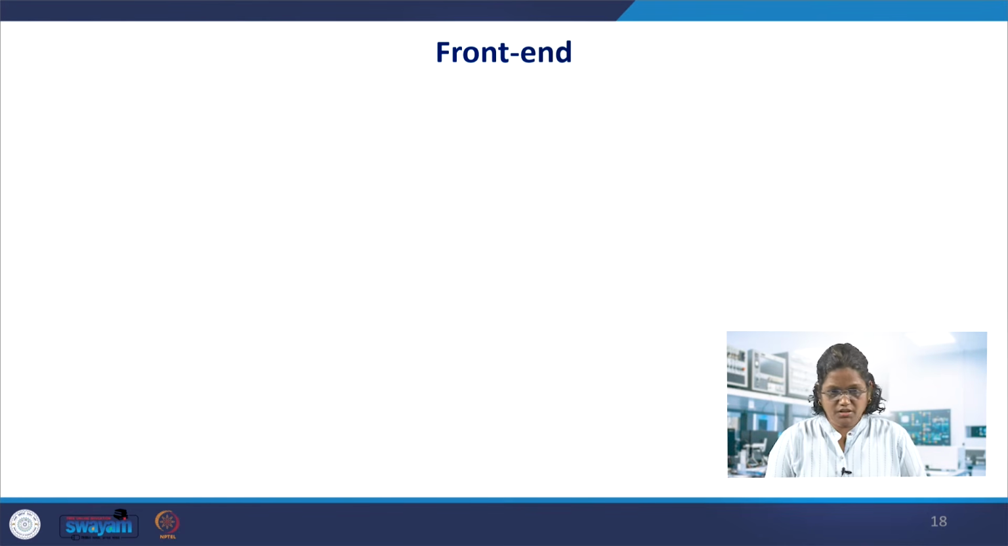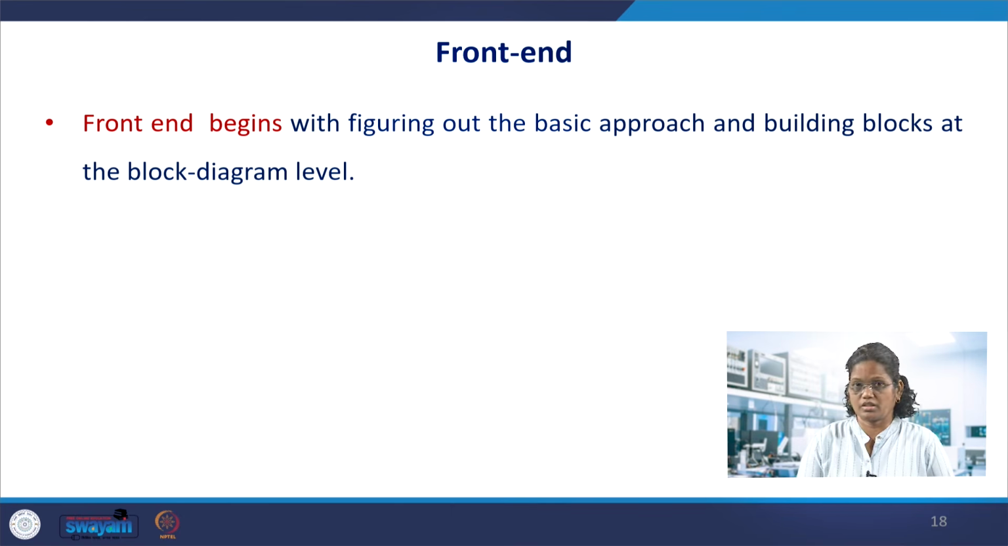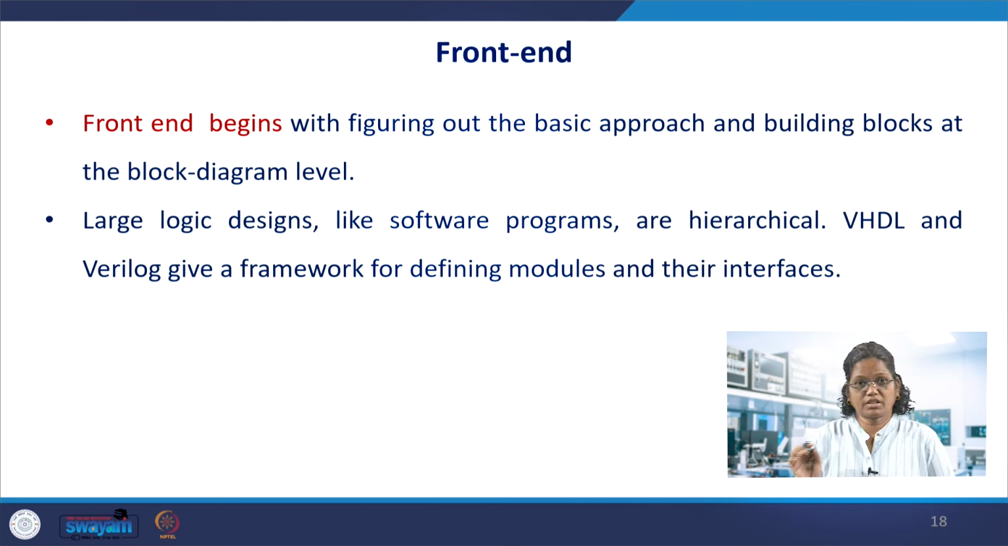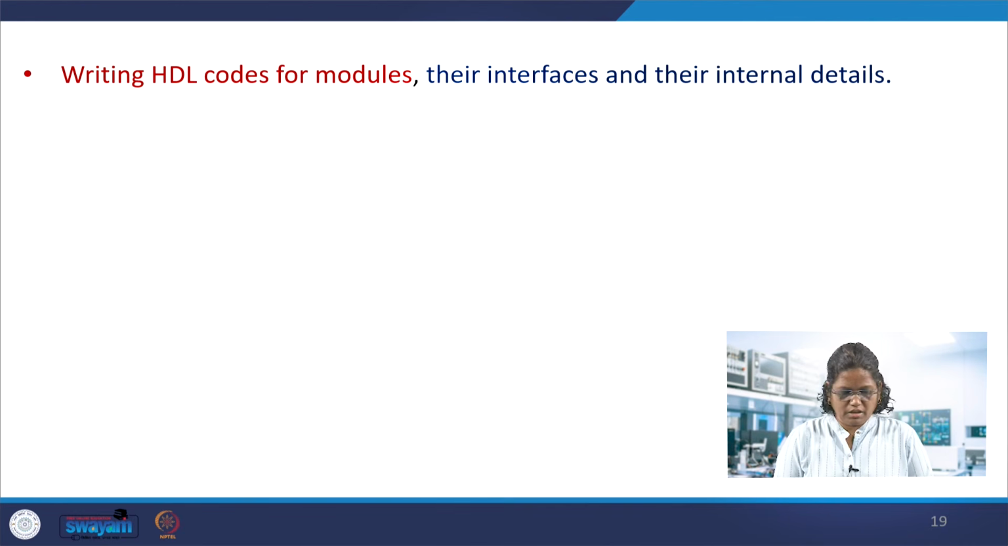Coming to the front end, it tries to figure out the basic approaches and the building blocks you have defined at the block diagram level, that is the pen and paper stage. After that come the logic designs, the larger logic designs, where it decides the hierarchy in which the design should be done. VHDL and Verilog also give defining modules and their interfaces. For the HDL codes for the modules, the interfaces and the internal details are required for writing the HDL codes.